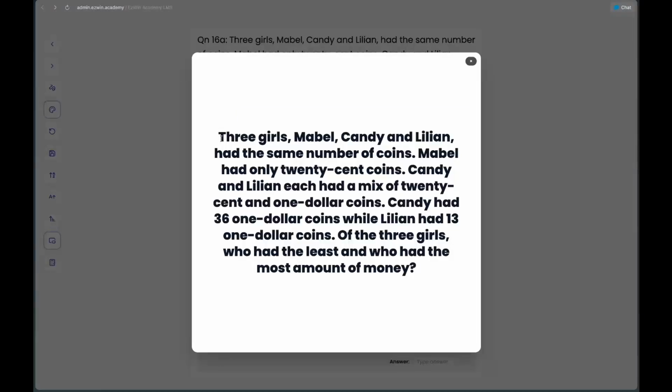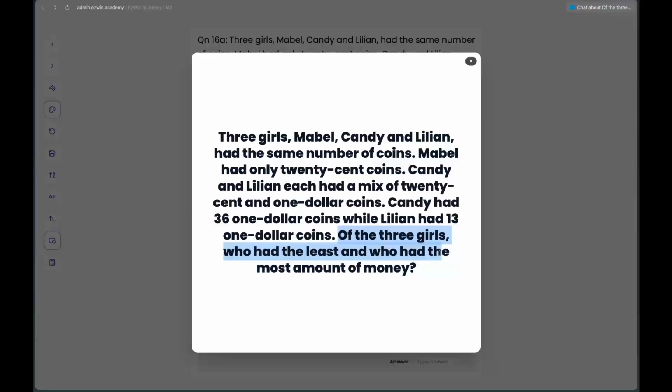Question 16a. 3 girls, Mabel, Candy, and Lillian, had the same number of coins. Mabel had only 20-cent coins. Candy and Lillian each had a mix of 20-cent coins and $1 coins. Candy had 36 $1 coins, while Lillian had 13 $1 coins.